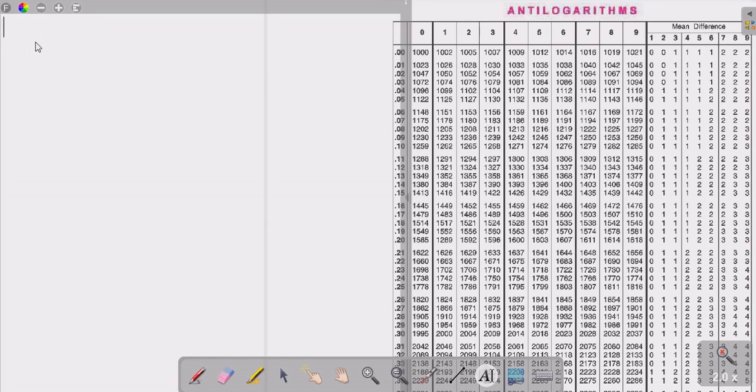Okay, so today let us look at how to find antilogarithms. Last time we had looked at finding logarithms, but today let's look at antilogarithms. So let's write by saying: finding antilogarithms of numbers using mathematical tables.